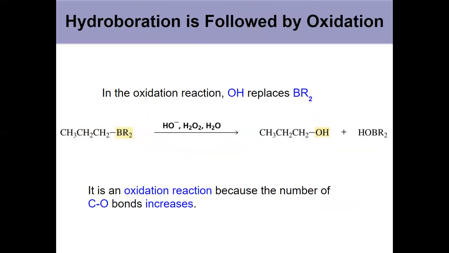We also have the oxidation step, to replace the borane with hydroxide and give us our final product as an alcohol. It's done again with an aqueous solution of hydroxide and hydrogen peroxide. It's considered an oxidation because we're increasing the number of carbon-oxygen bonds. Getting one more CO bond there.